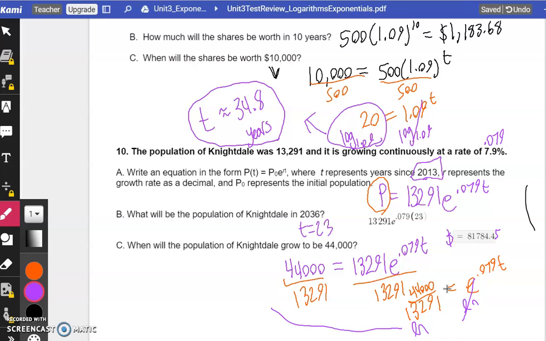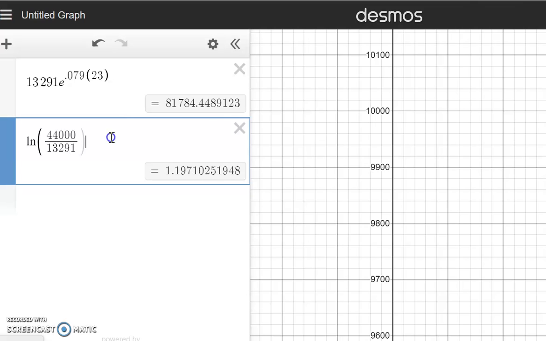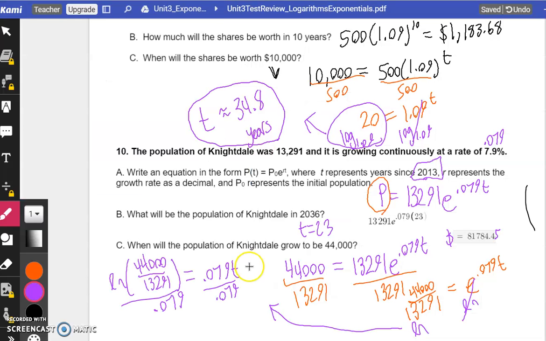And I got to go over here now to get more space. So I have the ln of 44,000 over 13,291 equals 0.079t. So final step, I can divide both sides by 0.079. That's going to give me my solution. So we're looking at 15.15 years on that answer for that last problem.